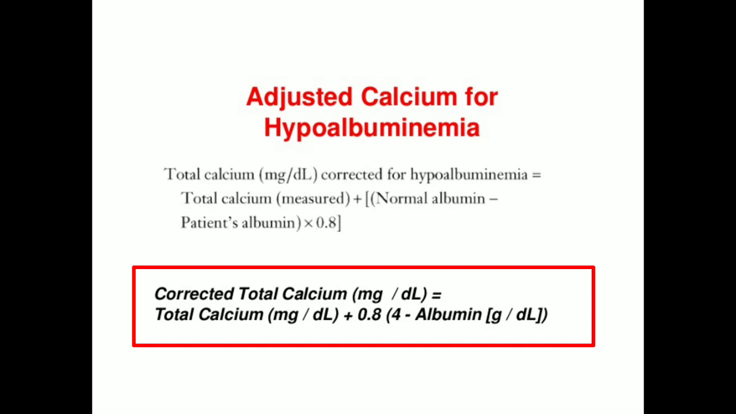So if the albumin has decreased, then you add some amount. If your albumin has decreased to 3, then the total calcium that you got plus 0.8 into 4 minus 3, that is 1, so 0.8 into 1, that is 0.8. Whatever total calcium you have got, you add 0.8 and then you compare with the reference range of total calcium. So that is your corrected total calcium. If your albumin is low and you are comparing with the normal reference range of total calcium, then you will get a false idea that total calcium is too low.